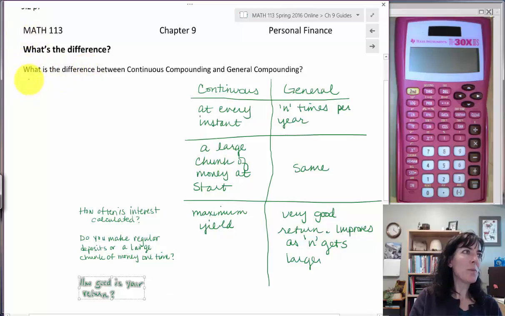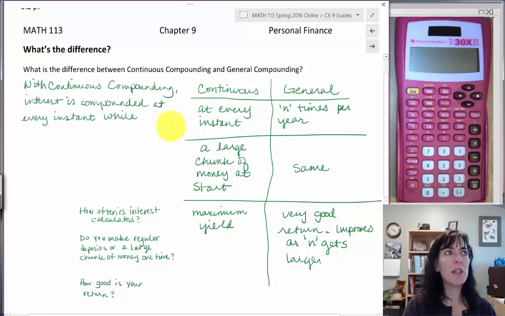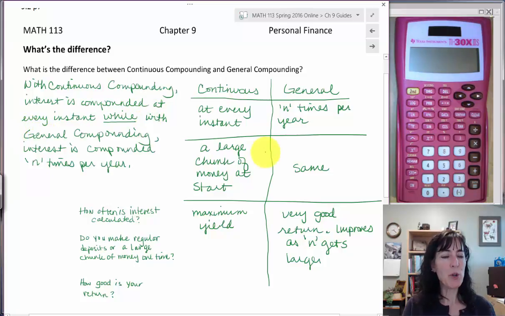So here we go. If I'm looking at what's the difference between continuous compounding and general compounding, I'll say with continuous compounding, interest is compounded at every instant, and that's from our first row here. And then I'm just going to put this "while" in between there. That's my super fancy connector English word for us. Every instant, while with general compounding, interest is compounded n times per year. That's the main difference between the two formulas.